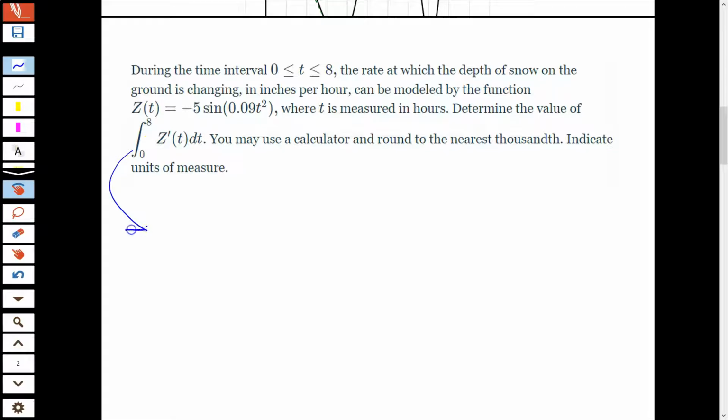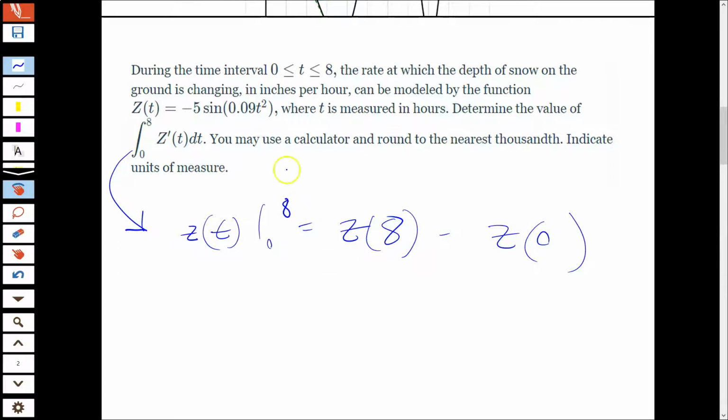So the way we evaluate this integral is really just going to be z of t evaluated from 0 to 8, which is z of 8 minus z of 0. Okay, so here actually we don't need to take an integral or a derivative, we just need to recognize that it's asking for us to evaluate the function.